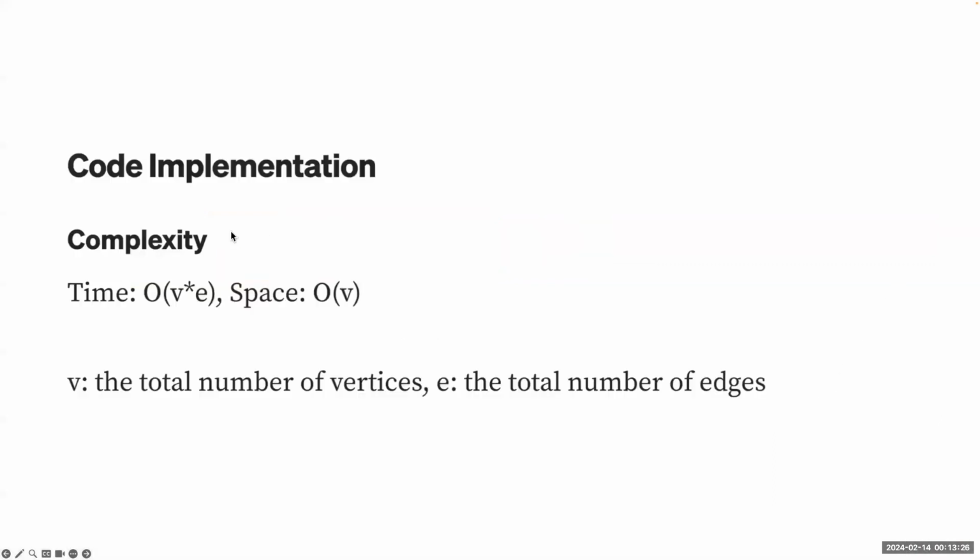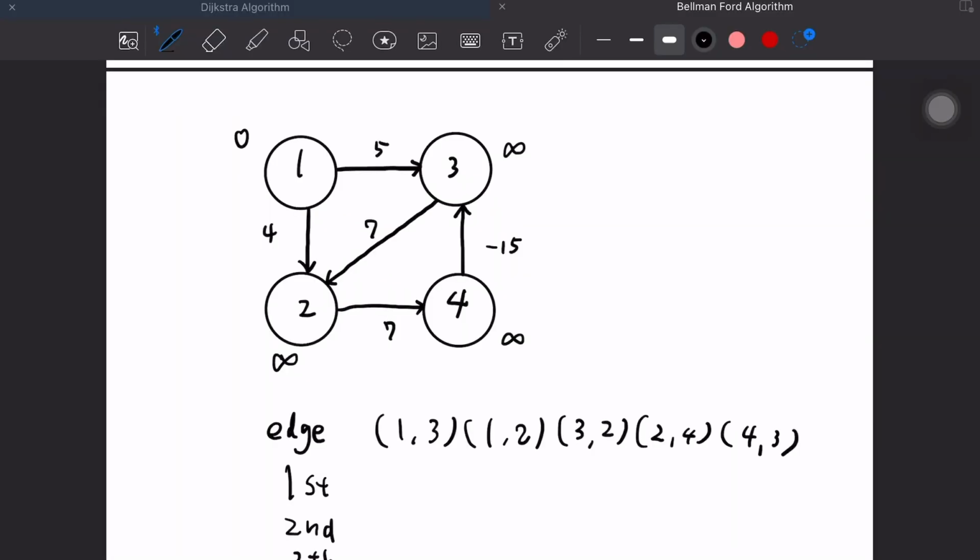The code implementation has time complexity O(V times E) and space complexity O(V). So this example is with a negative weight cycle. In this example, we will have to check another iteration.